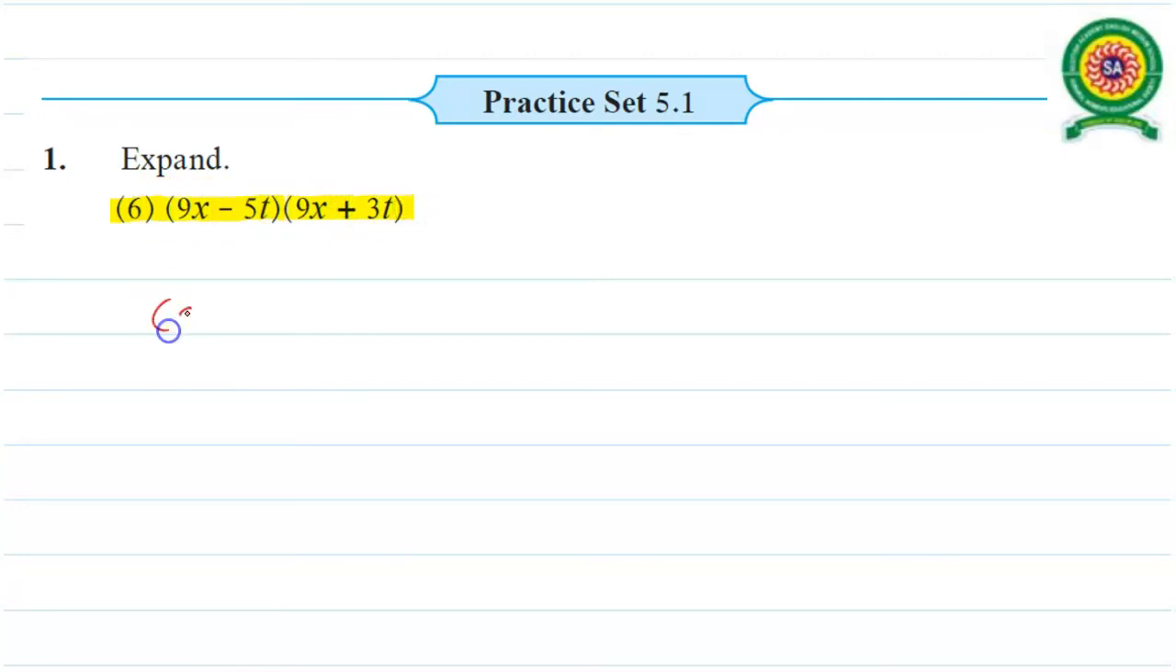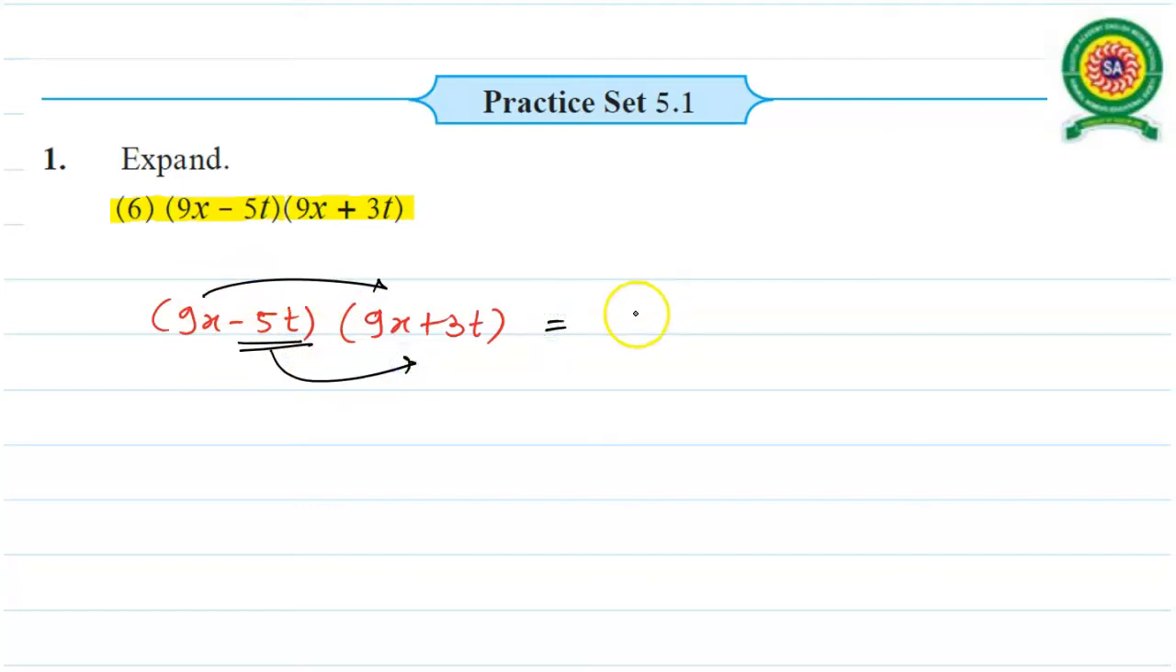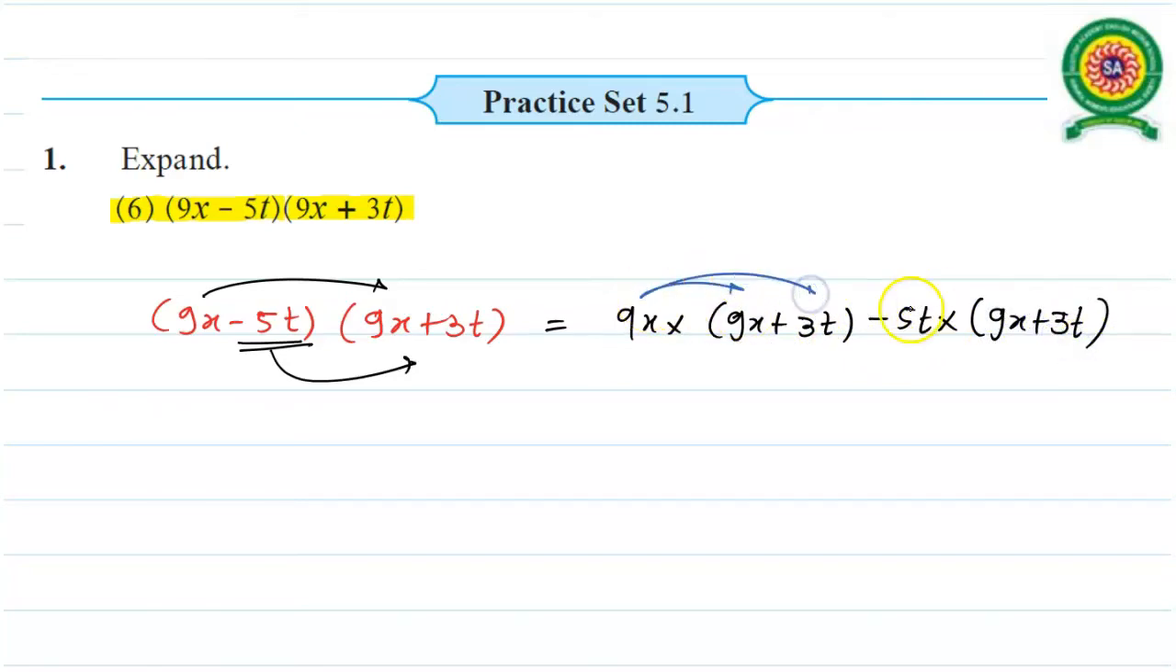Sixth sub question is of the form: expand (9x minus 5t) whole into (9x plus 3t). So I am writing firstly the question (9x minus 5t) into (9x plus 3t). So first of all try to distribute 9x over the second bracket and next to it minus 5t over the second bracket, so that we are getting 9x into (9x plus 3t) minus 5t into (9x plus 3t).